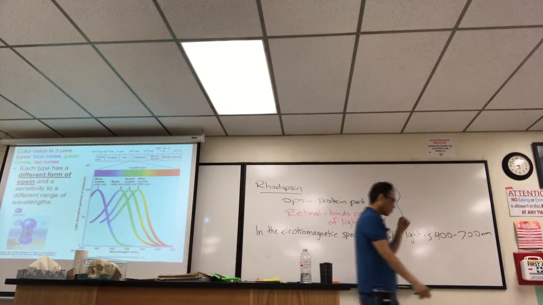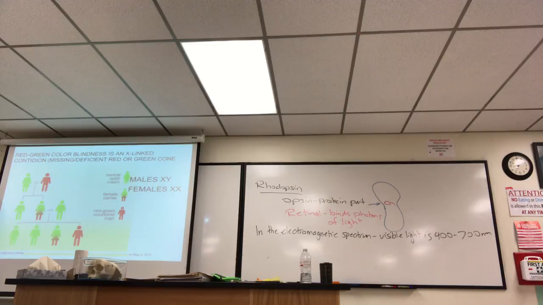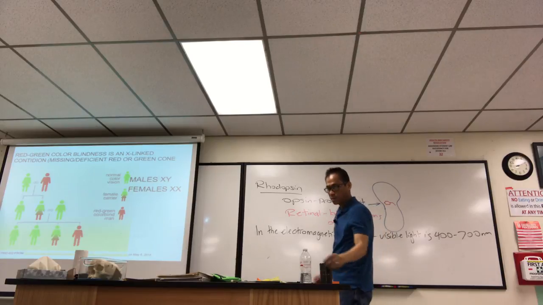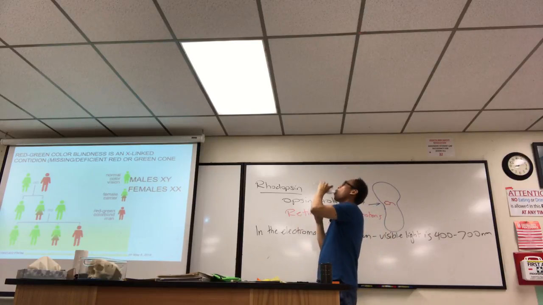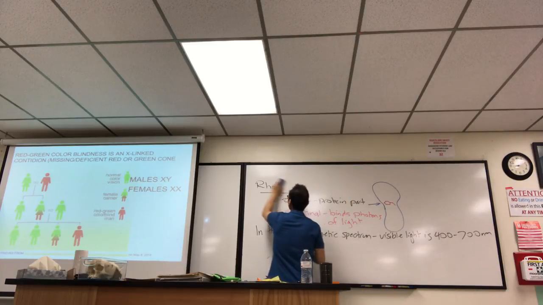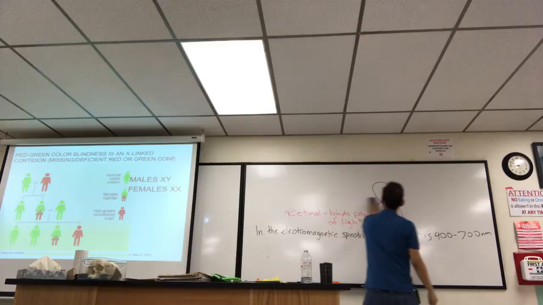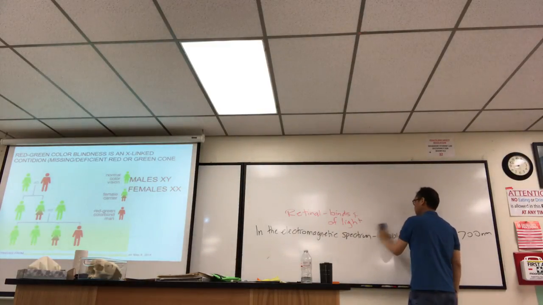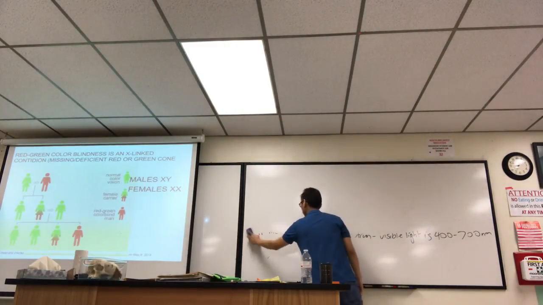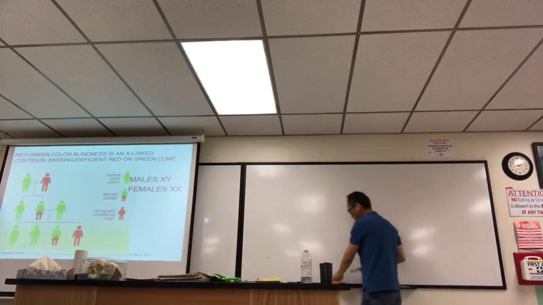Now, there are genetic problems where you might have a visual pigment that's defective or missing, and it's known to be an X-linked condition causing color blindness. So color blindness is X-linked.